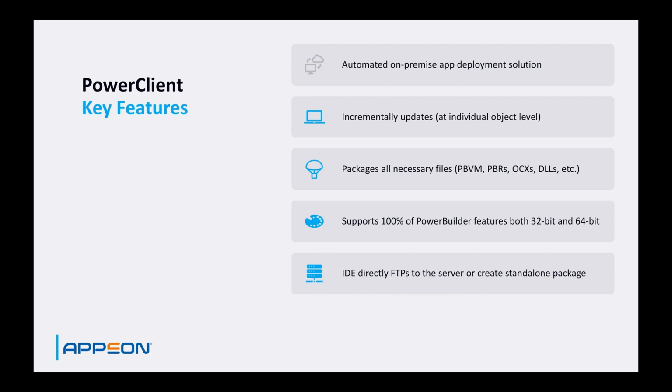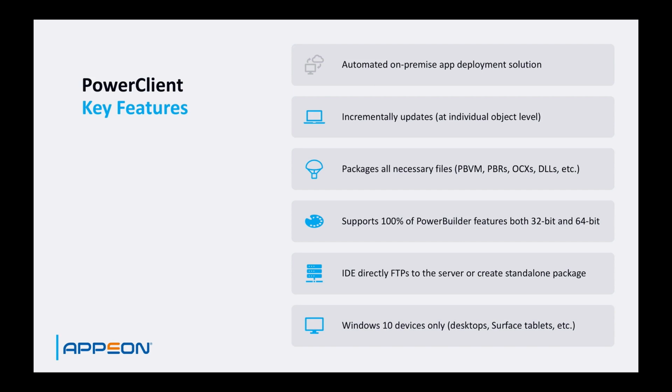Now, from the IDE, when you compile your project, there's a couple of options on how you get this deployed to the users. It's always going to go to an HTTP or web server, which is essentially acting as a file server, but you can directly FTP from the PowerBuilder IDE to that web server that is going to then push the app to the users, or you could create a standalone package of your application, which you then pass, for example, to an IT administrator that has access to the production environment, and they're the ones that then install it. So it's very flexible in how you deploy.